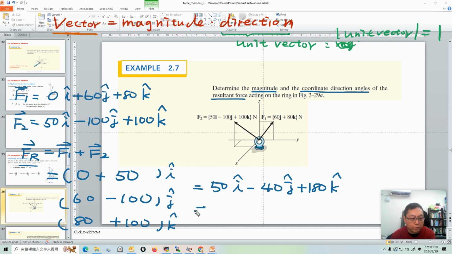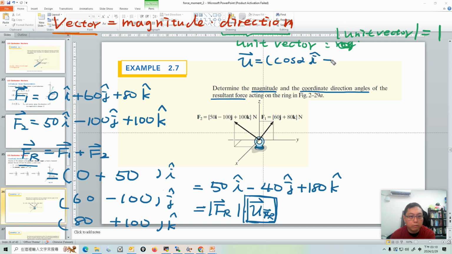Let's write it equal to the magnitude times the unit vector of the resulting force. And don't forget that the unit vector is just equal to cosine alpha i plus cosine beta j plus cosine gamma k. Don't forget the unit vector is just cosine alpha, cosine beta, and cosine gamma.